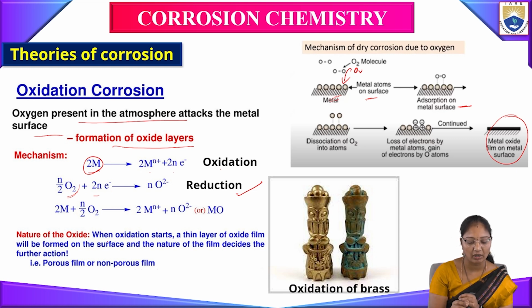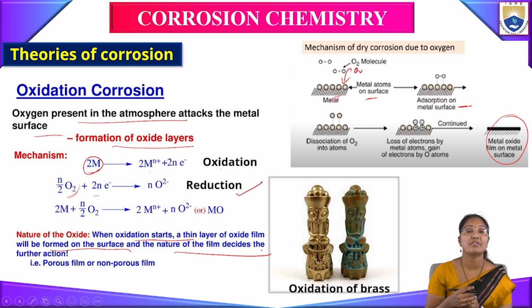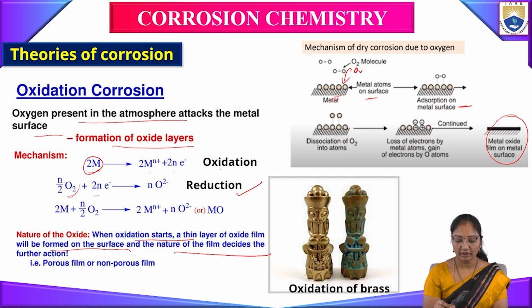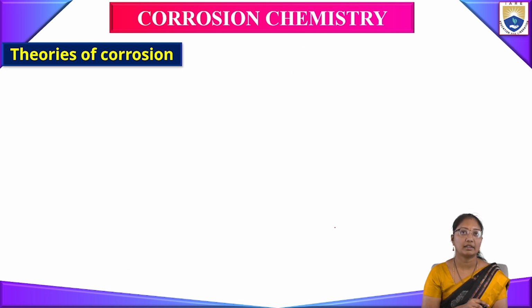So, the nature of the oxide. When oxidation starts, a thin layer of oxide film will be formed on the surface, and the nature of the film decides the further action of the corrosion, that is, whether it may be a porous or non-porous film. Here this oxidation of brass comes under the category of oxidation. This is due to the oxygen reaction on the brass metal.